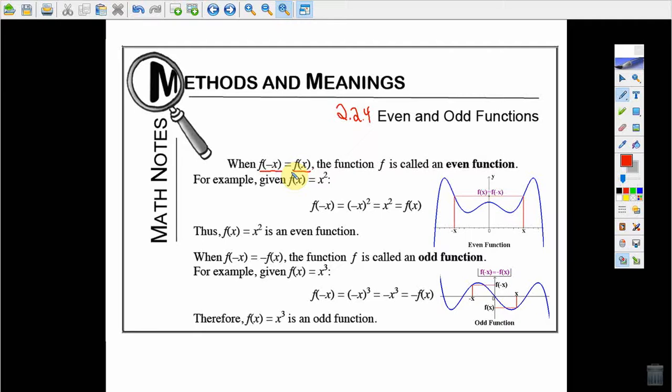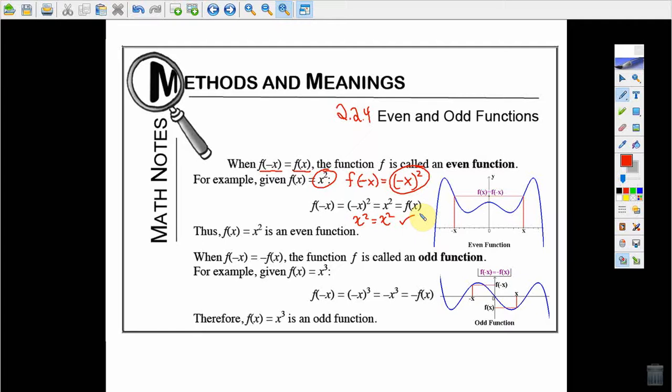So for example, if we have f of x equals x squared, to find f of negative x, we would plug in negative x where there was an x. So that would be negative x squared. And if x squared equals negative x squared, then it is an even function. So that's what they've done down here. Negative x squared, well, negative times a negative gives us a positive, so that's x squared. And then x squared equals x squared. So check. They do equal each other, and this is an even function.